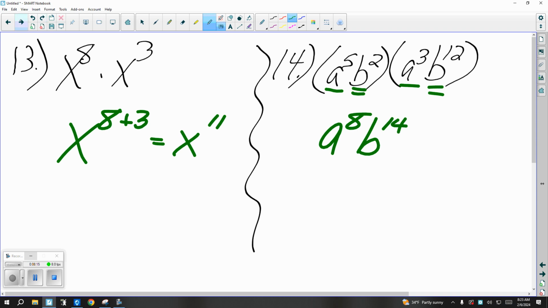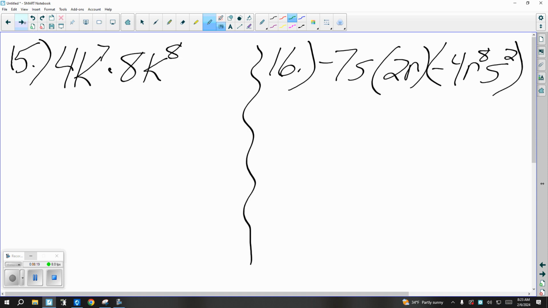Next, 3, 2, 1. Those are easy and fun. Next one. This and that is going to be k to the 15th, 7 plus 8. But then you still have to multiply this guy. You still have to multiply 4 times 8 and get 32. Okay, that's an easy one.